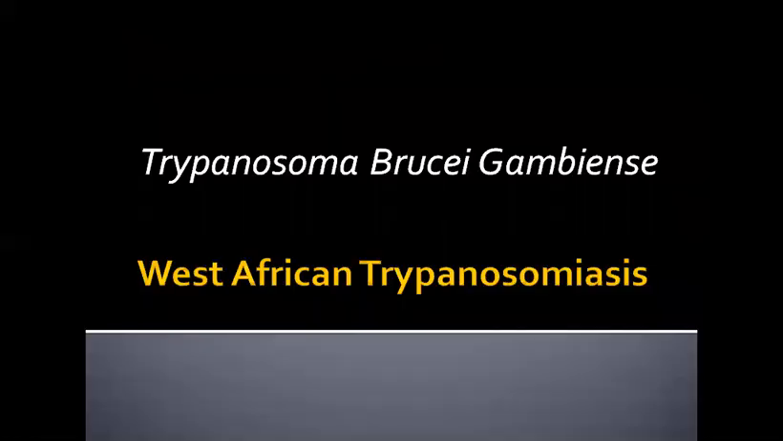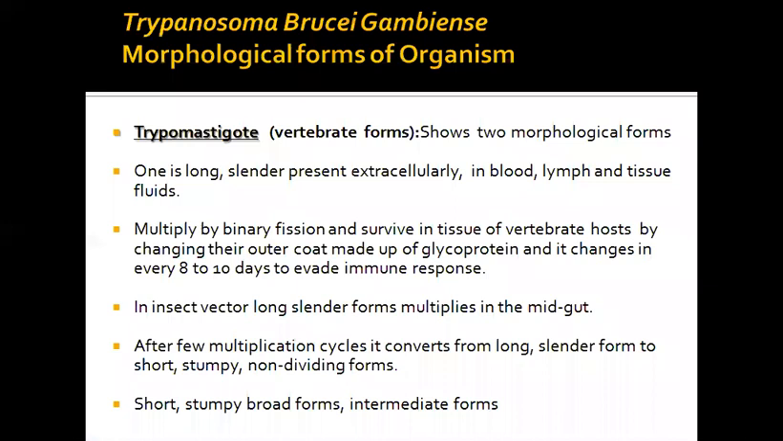Coming to Trypanosoma brucei gambiense, this causes West African trypanosomiasis. So we have Trypanosoma brucei subspecies gambiense causing a disease which is called West African trypanosomiasis. Coming to the morphological forms of Trypanosoma brucei gambiense, it is found in a trypomastigote form. This form is found in the vertebrates. This shows two morphological forms again. So one is the long and slender form which is present extracellularly in blood, lymph and tissue fluids.